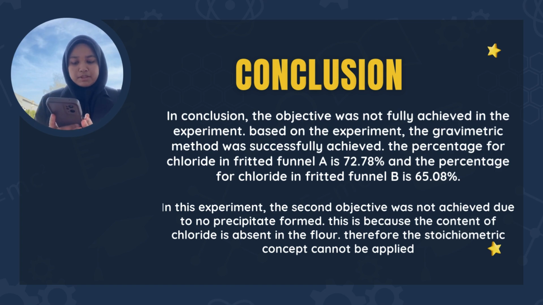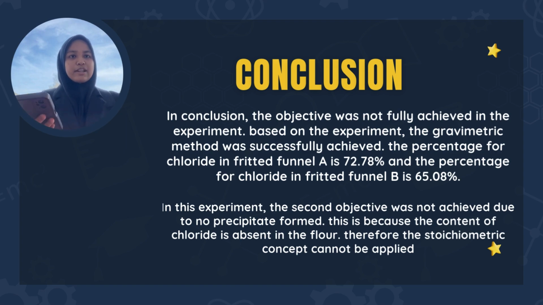So in conclusion, the objective was not fully achieved in the experiment. Based on the experiment, the gravimetric method was successfully achieved. The percentage for chloride in treated funnel A is 72.78%, and the percentage for chloride in treated funnel B is 65.08%. In this experiment, the second objective was not achieved due to no precipitate forming. This is because the content of chloride is absent in the flour. Therefore, the stoichiometric concept cannot be applied.